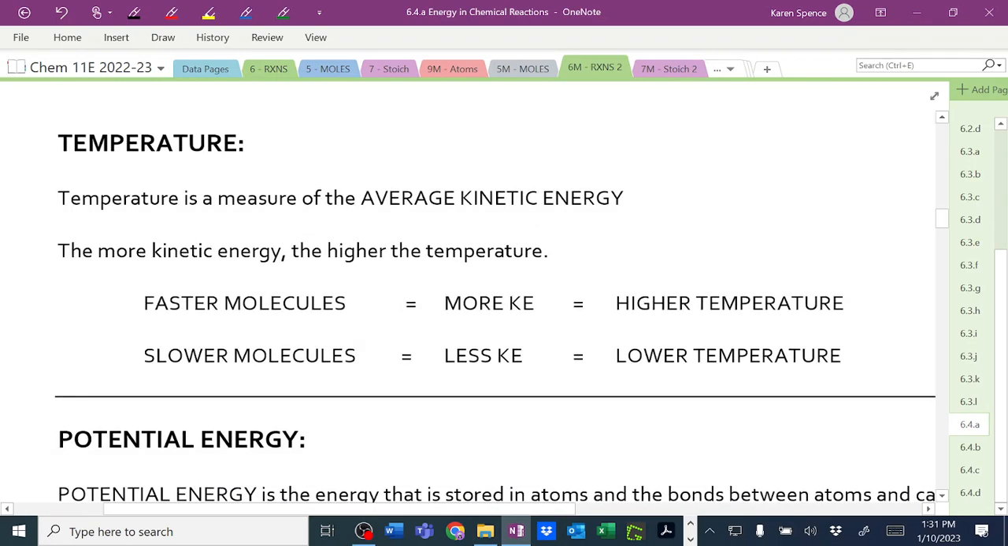Temperature. Temperature is a measure of, and this is important, so I'll put stars here and here. Temperature measures the average kinetic energy. It does not measure the heat, it measures the average kinetic energy.